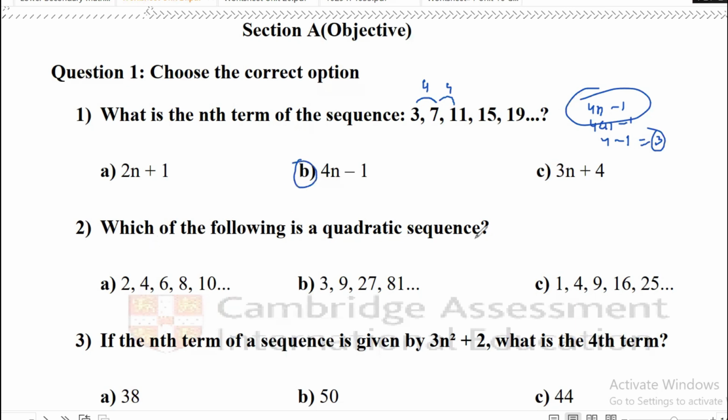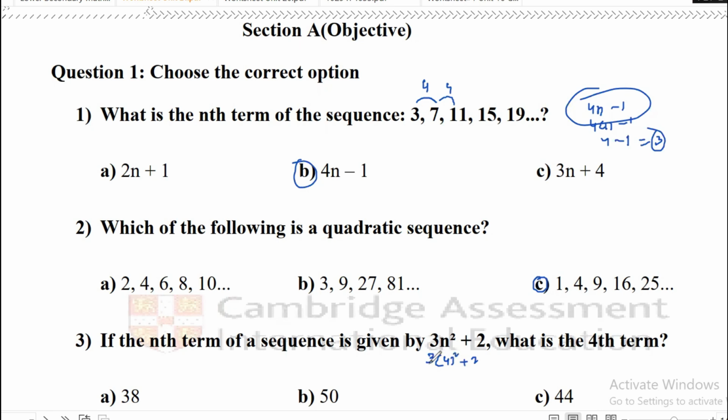Then which of the following is a quadratic sequence? Remember, when you are looking for a quadratic sequence, the second difference must be the same. Or usually square numbers are the quadratic sequence. Here, if you check carefully A, B, C, the C part represents square numbers 1, 4, 9, 16. So straight away your answer of quadratic sequence is C. Next, if the nth term of the sequence is given by 3n square plus 2, what is the fourth term? So just replace n with 4. Means 4 square means 16.